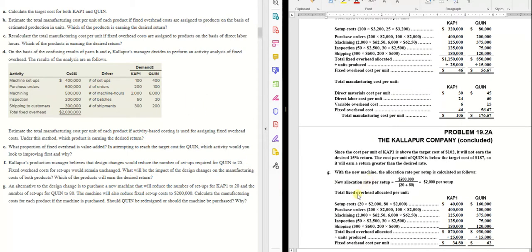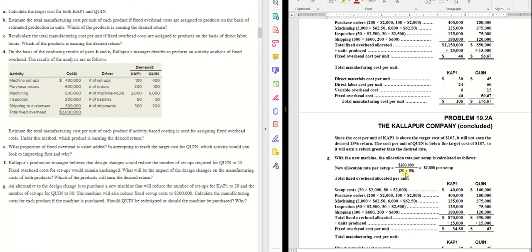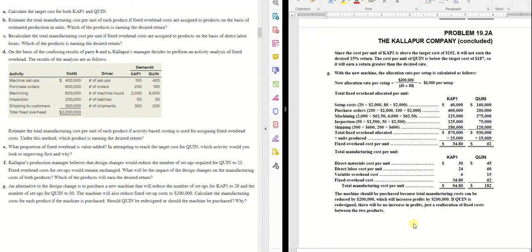Again, like I said, notice shipping is the same. I didn't do anything with it. Inspection is the same, 125,000. So I just have the top ones that are different. So I'm just going to redo setup. So setup is 200,000 divided by 20 plus 80 is 2,000 per setup. And then I take 2,000 times 20 to get that, 2,000 times 80 to get that. And notice what I've done.